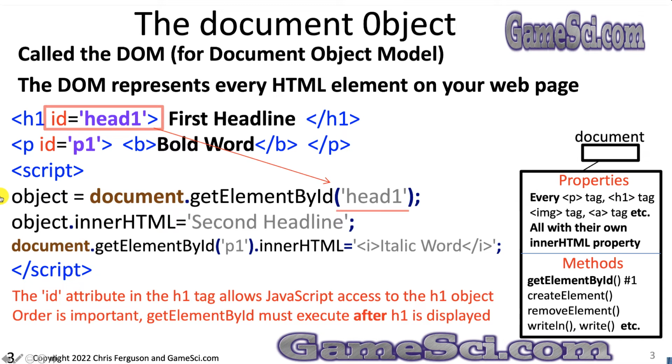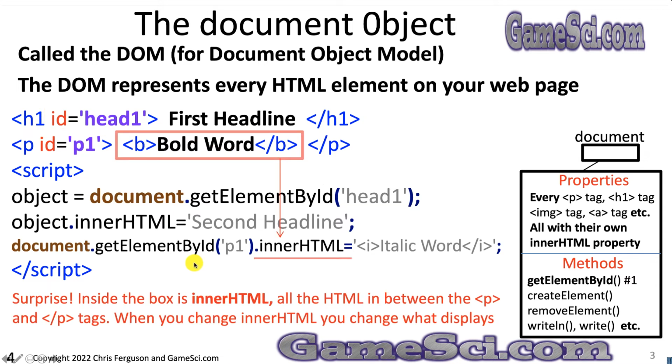Order is important. GetElementById must execute after the H1 is displayed. You cannot execute this line of code before this H1 tag has been displayed on the page. Inner HTML. What does inner HTML mean? It's the HTML inside of a tag. See, between this P tag over here and this closing P tag over here, the inner HTML is everything inside that P tag. Surprise! Inside the box is inner HTML. All the HTML in between the P tag and the /P tag. When you change inner HTML, you change what is displayed in that paragraph.